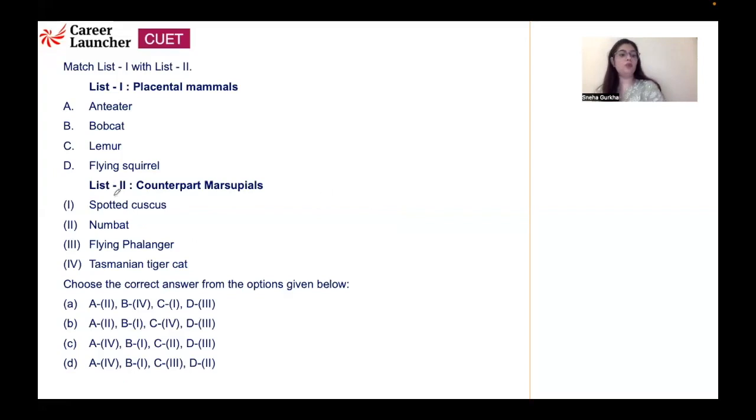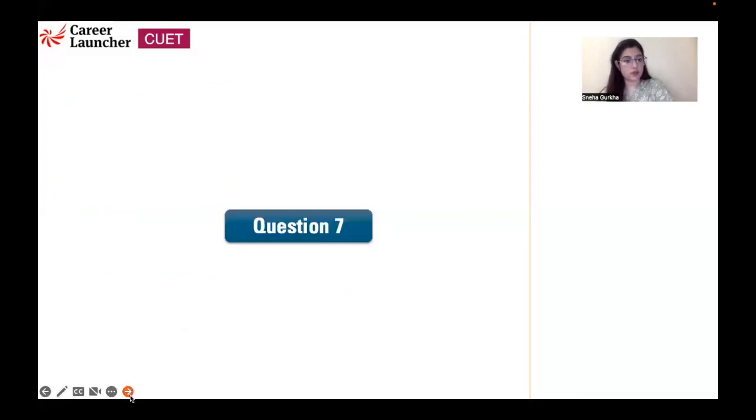Next, we have to match list 1 with list 2. So anteater with numbat, bobcat is with Tasmanian tiger cat, lemur is with spotted cuscus, and flying squirrel is with flying phalanger. So option A represents the correct option.